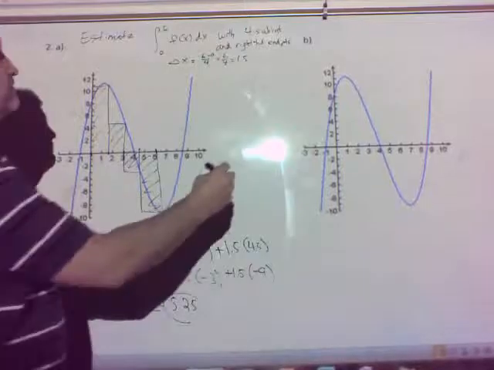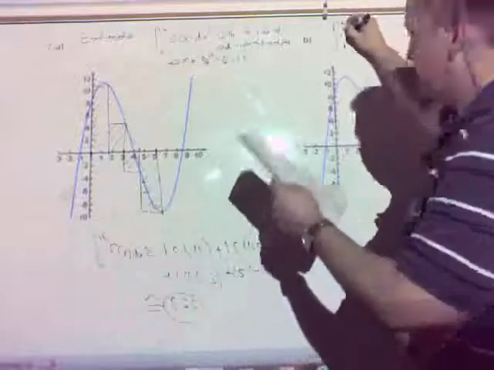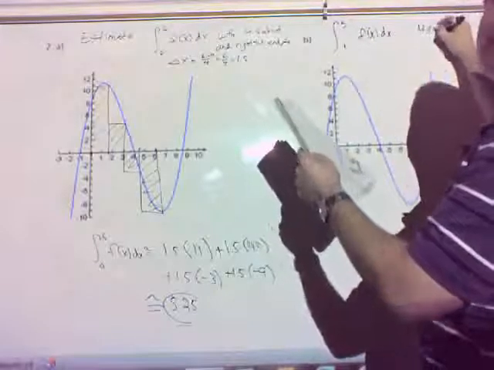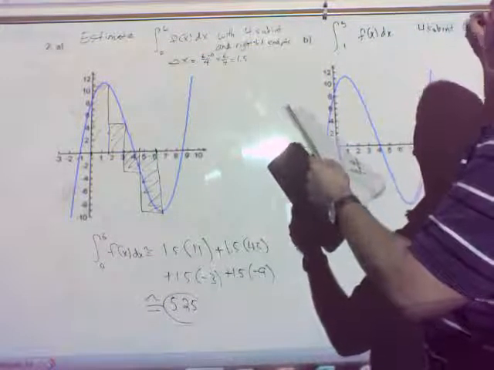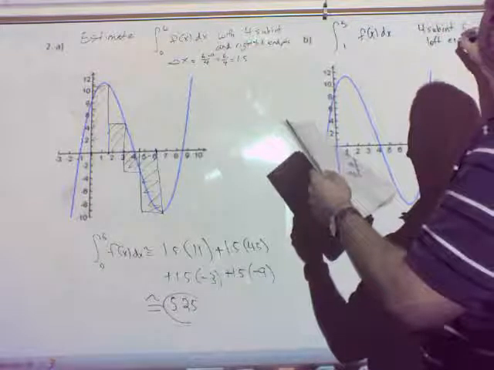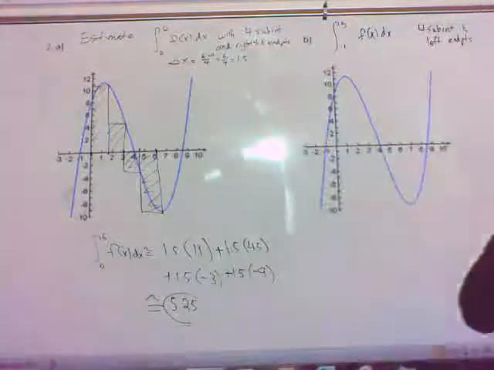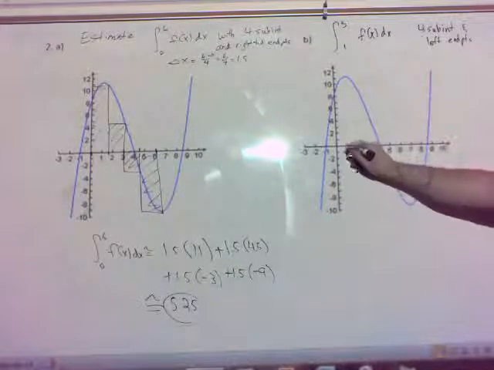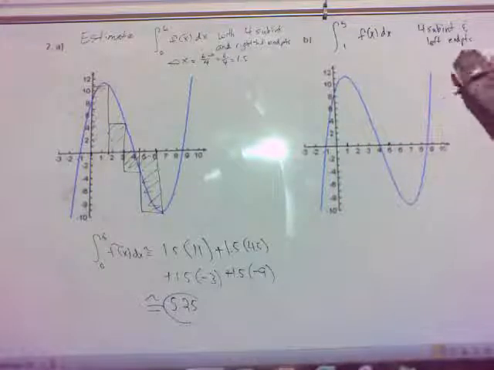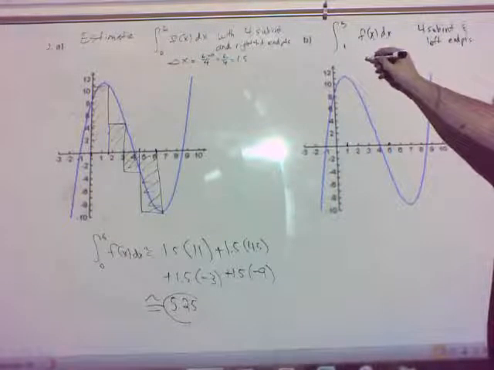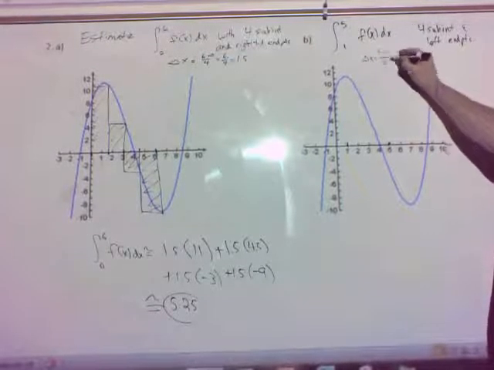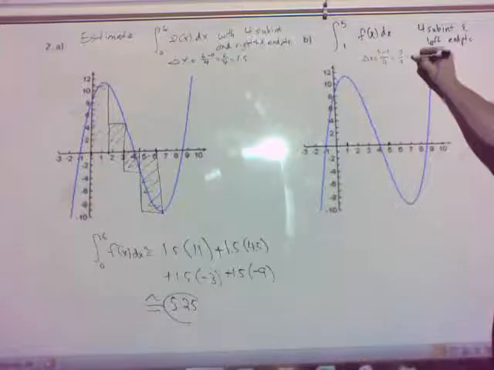Okay, so what would this one be? For B, the integral 1 to 5 of f of x dx. Again, 4 subintervals, left-hand endpoints. What do you got there? Well, this one, I changed it up. I'm going 1 to 5. So I'm estimating from 1 to 5 here. I want 4 subintervals. Delta x would be 5 minus 1 divided by 4.